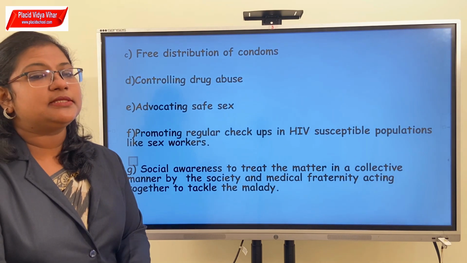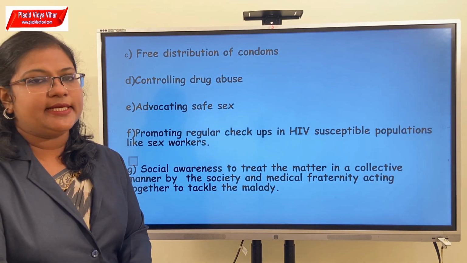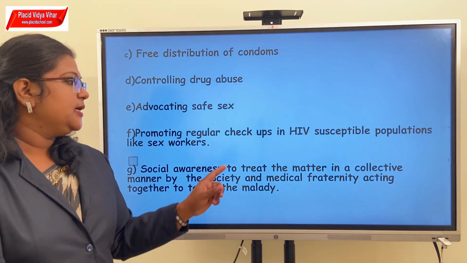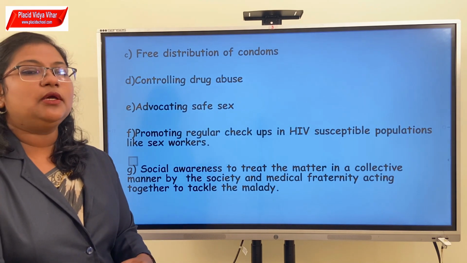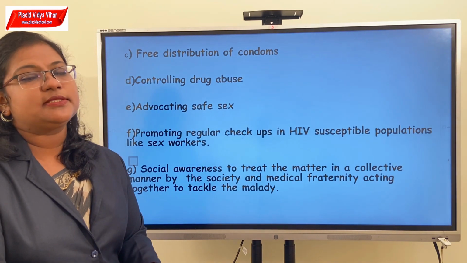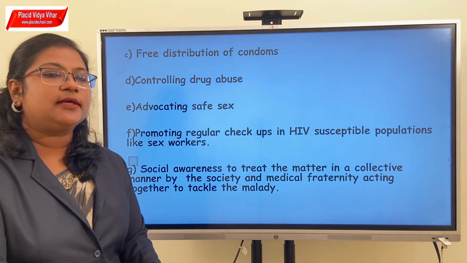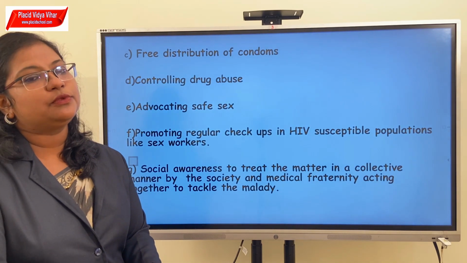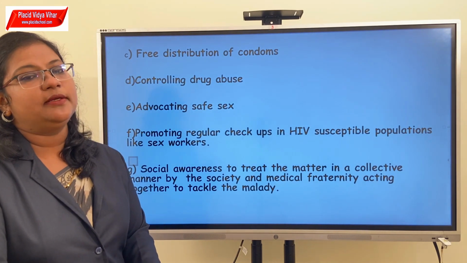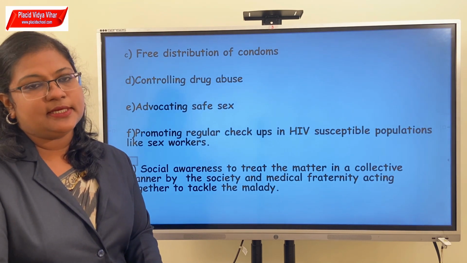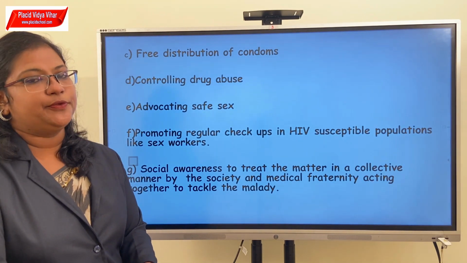We have many myths and misconceptions regarding AIDS which have to be overcome. Now, a collective working of the medical fraternity along with the social workers is needed to tackle this malady. So we have to work very prudently to help in eradicating the disease to a zero level in the community.